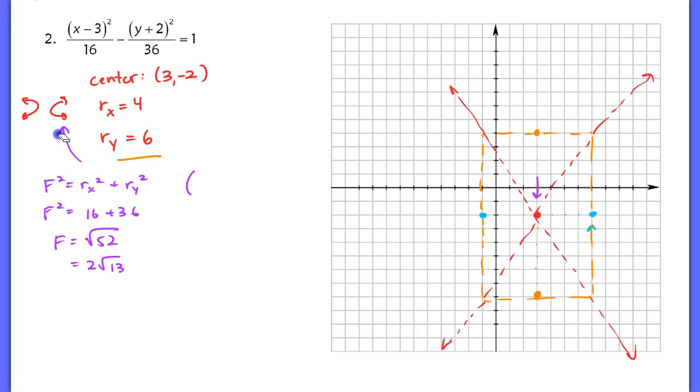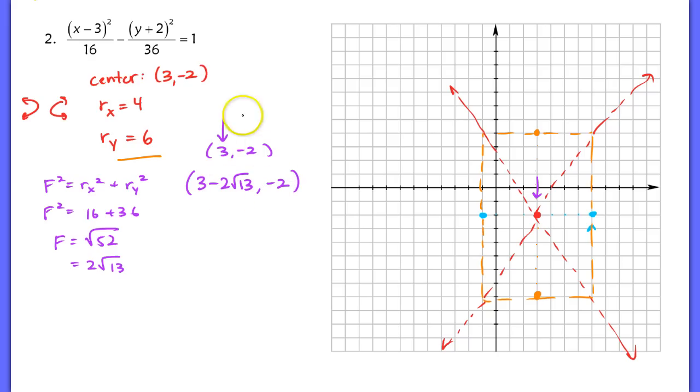If it opens left and right, your foci should also be on the transverse axis, which runs left to right, okay? So we have to move the coordinate 3, negative 2. We only move the x value here. So we're going to move it left 2 root 13 units. Okay, so we take 3 and subtract 2 root 13. We keep the same y value.